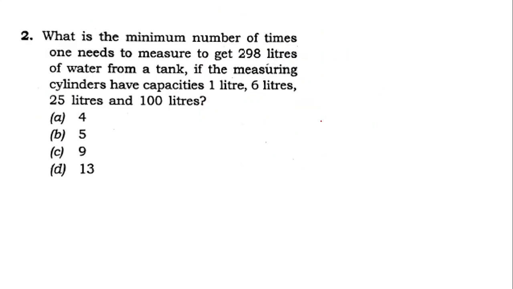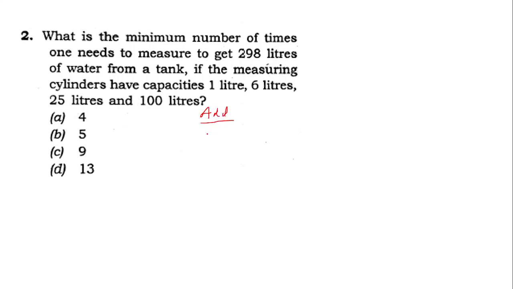Let's move to the second question. What is the minimum number of times one needs to measure to get 298 liters of water from a tank if the measuring cylinders have the given capacities? It's a quite simple, straightforward question. The capacity has to be 298. So how do we do it? There are two methods: one is additive, one is subtractive. Let us do the additive method.